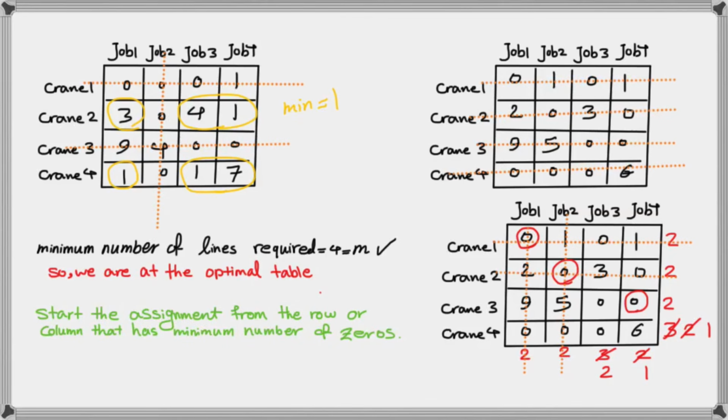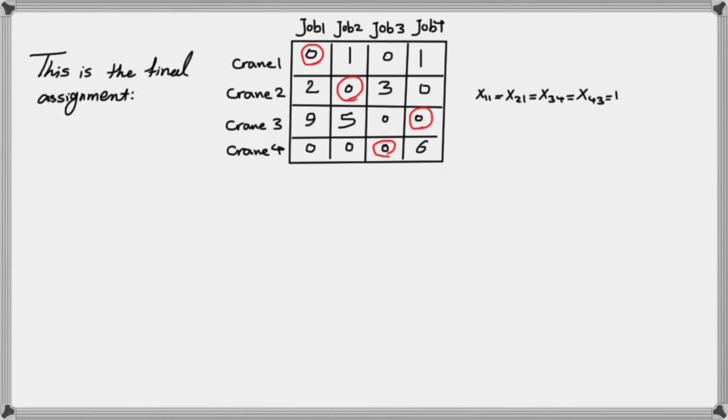Now as you see, there is a row and column with only one possible allocation. So I pick this column because it only has one allocation. I make the allocation there and then eliminate that, and I'm left with only this allocation. So this becomes the final allocation of cranes to jobs. Now this is the final solution that we found.